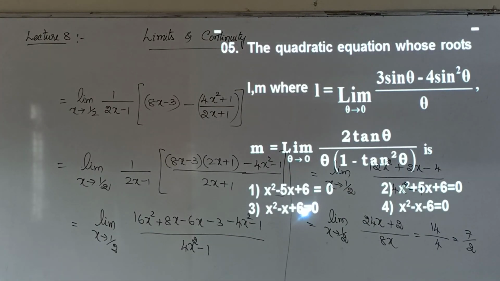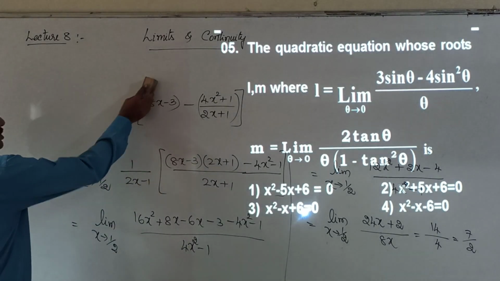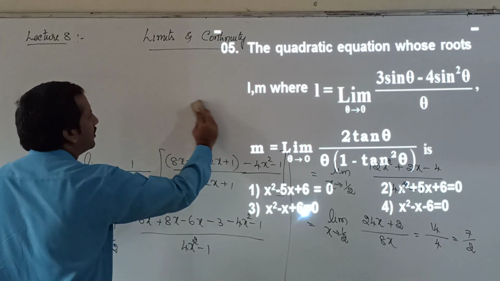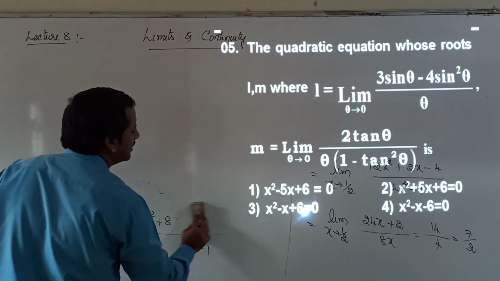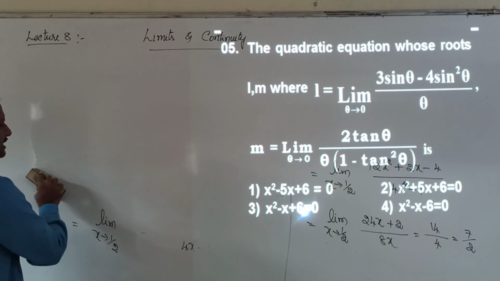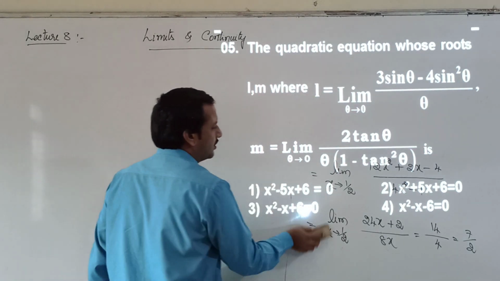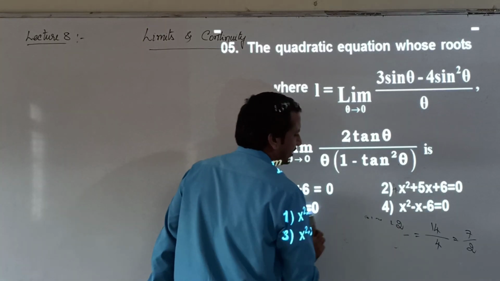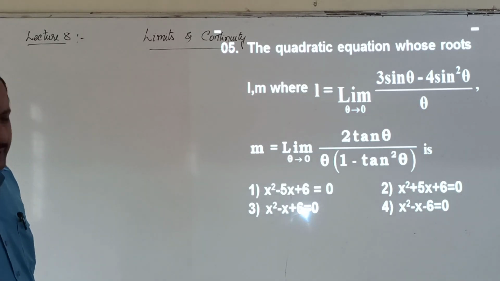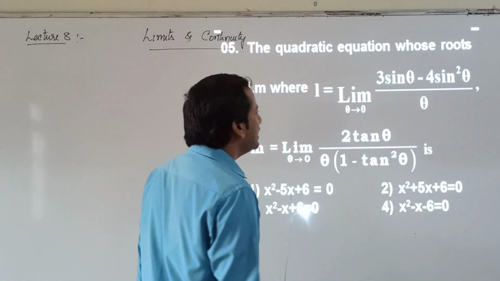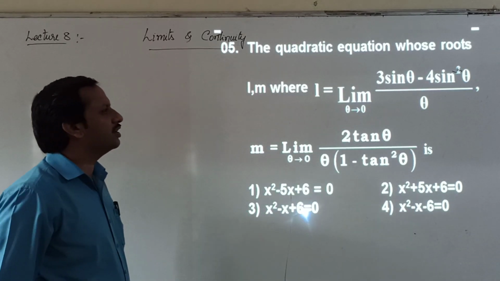Okay then. Let's have a look at question number 5. The quadratic equation whose roots are L and M. Whose roots are L and M, where L is equal to limit theta tends to 0, 3 sin theta minus 4 sin cube theta by theta. Here there is a typing mistake. 3 sin theta minus 4 sin cube theta. Make it as 4 sin cube theta.